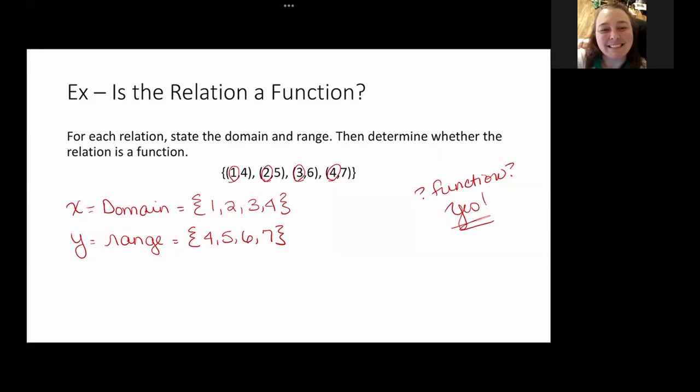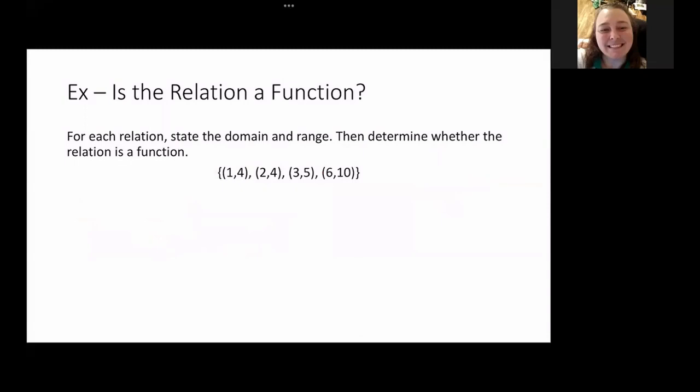Let's do another one with the ordered pairs. So x is the domain. Okay, here we've got 1, 2, 3, 6. And our y equals the range. And we've got 4. There's another 4, but we don't have to put it twice. 5 and 10. Is it a function?